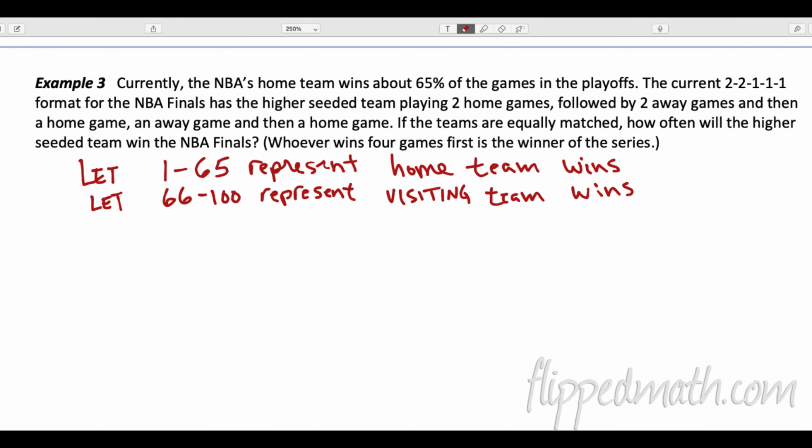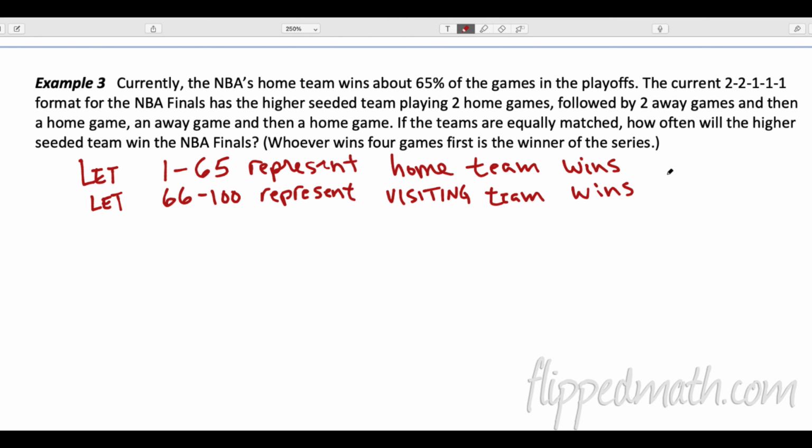So hopefully you've wrapped your head around this problem. You know, when it says 2-2-1-1-1, that means that the higher seeded team plays 2 games at home first. Then they travel to the lower seeded team's court and play 2 games. Then it's back to the higher seeded, over to the lower seeded, and finally the last game out of the 7 will be played on the higher seeded team's court.